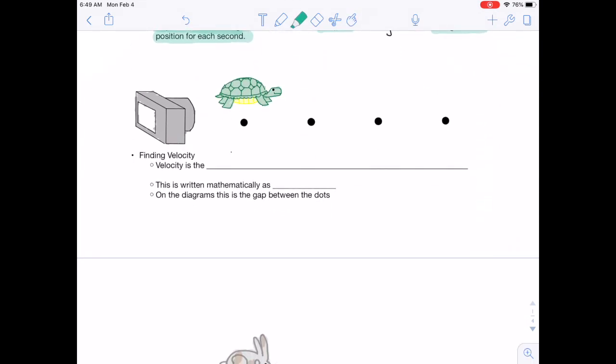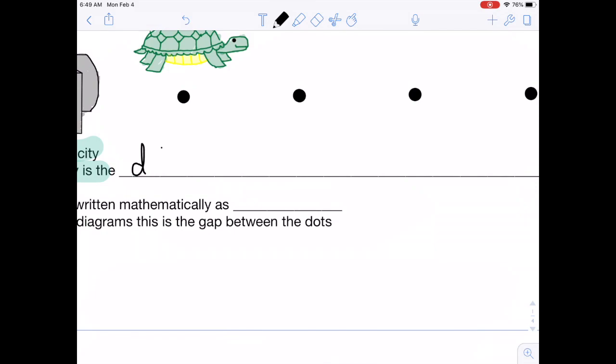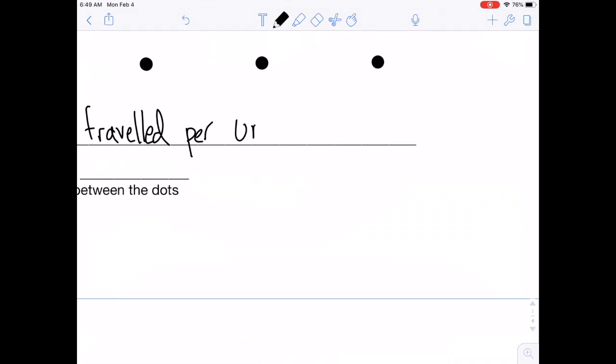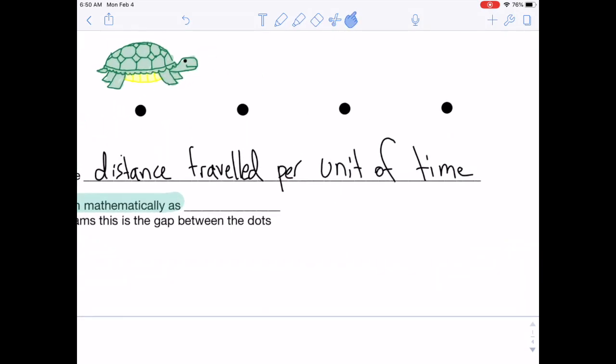Finding velocity. Velocity is the distance traveled per unit of time. Distance per second. It's written mathematically as the change in position over the change in time.